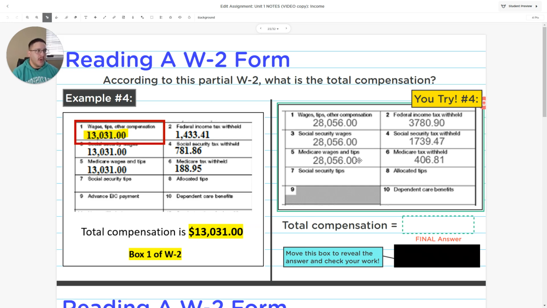So you try number 4. Figure out what your total compensation is going to be. Find out which box you need to state in this answer right here, and then move this box to check your work. So go ahead and do that. Pause the video, figure it out on your own. Otherwise, I'm just going to show you directly where it's at.